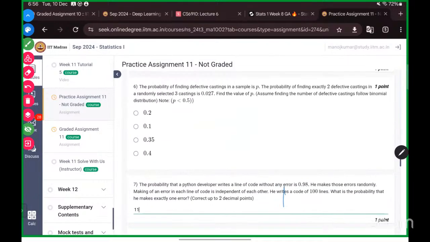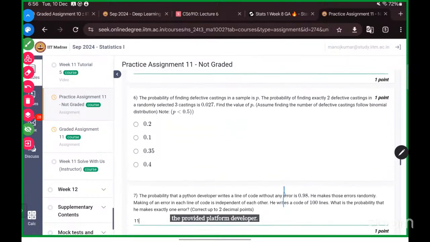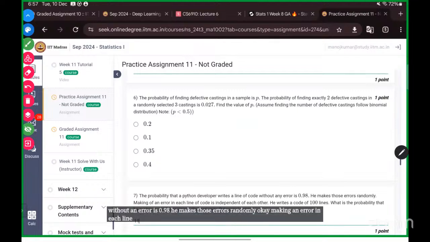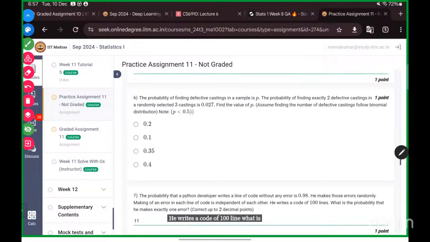So the seventh one. The probability that a Python developer writes a code without an error is 0.98. He makes those errors randomly. Making an error in each line of code is independent of the others. He writes a code of 100 lines. What is the probability that he makes exactly one error?